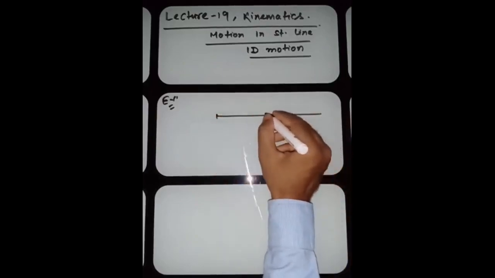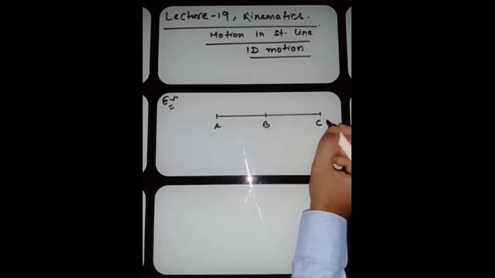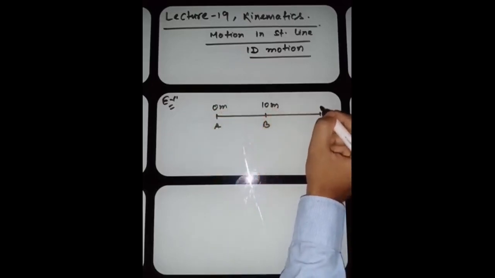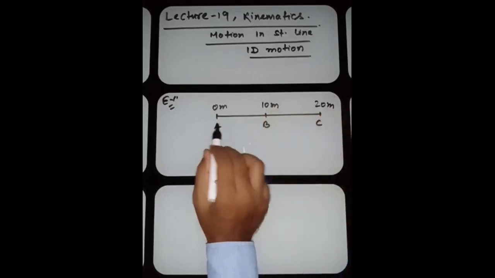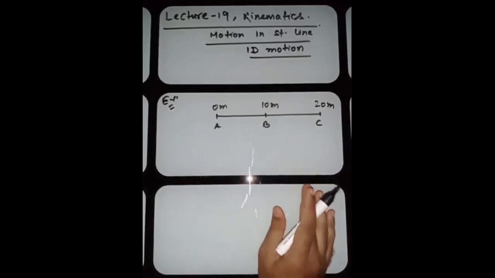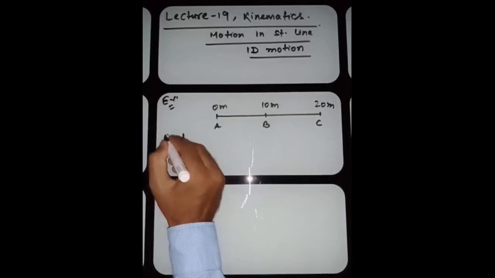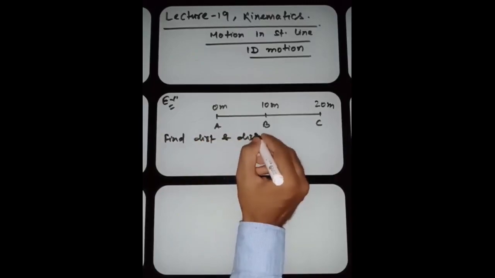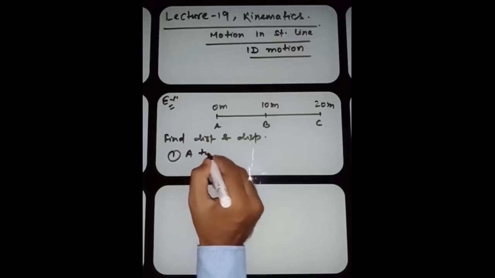Here is a meter scale, or you can say the 3 points A, B and C. A particle is moving, this is the scaling 0 meter, 10 meter and 20 meter. A particle moving within these 3 points, you have to find distance and displacement. I'm giving you the situation, but the question is to find distance and displacement. First one, A, if the particle is moving from A to C.